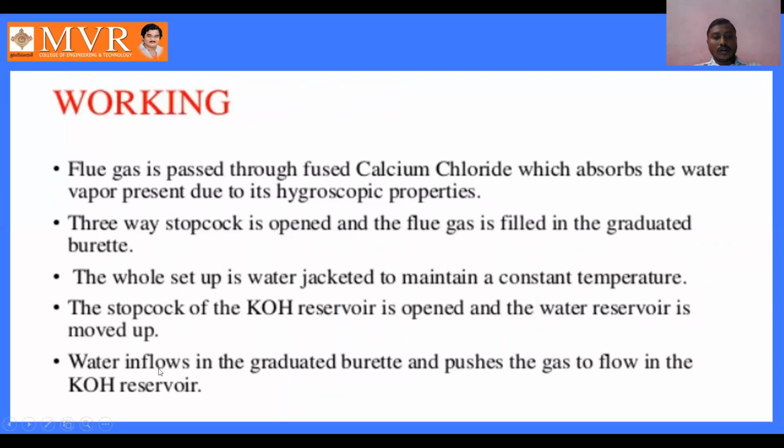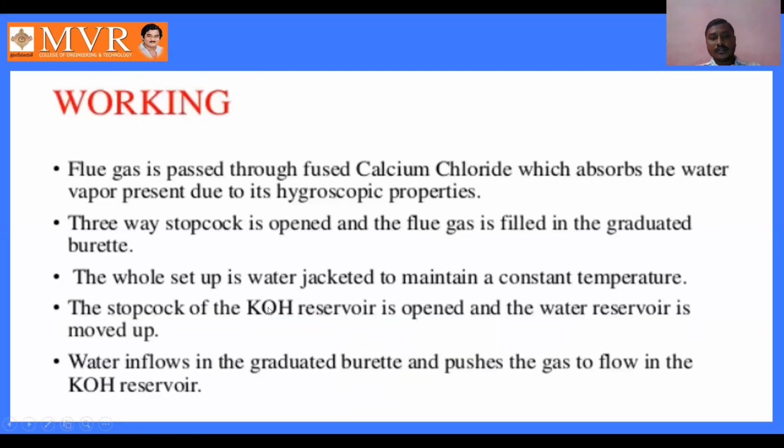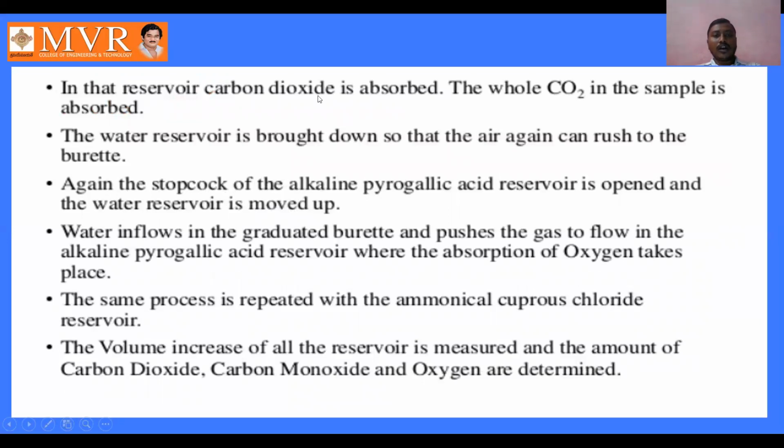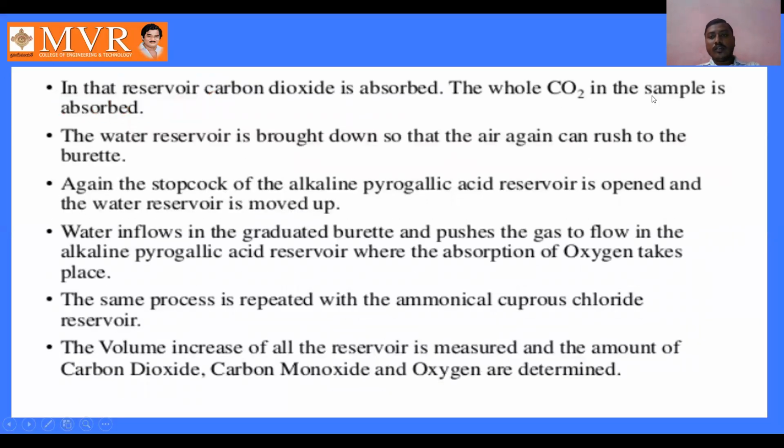See here, water inflows into the graduated burette and pushes the gas to flow into the KOH reservoir. First, it pushes the gas in the graduated burette into the KOH solution, and in the reservoir carbon dioxide is absorbed. The whole CO2 in the sample is absorbed. The water reservoir is brought down so that the remaining gas can rush back to the burette.